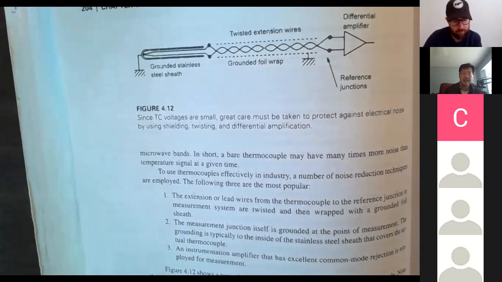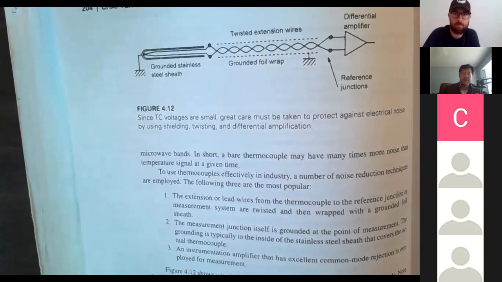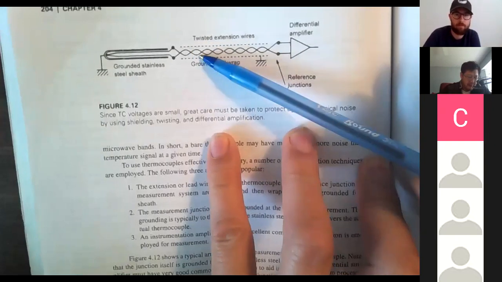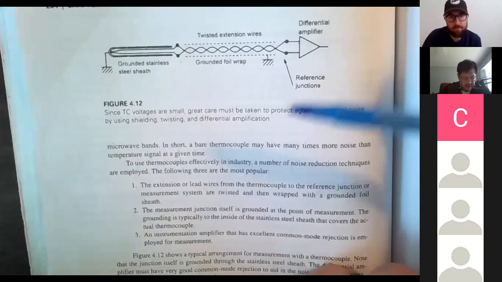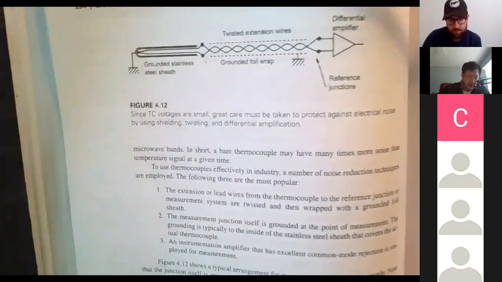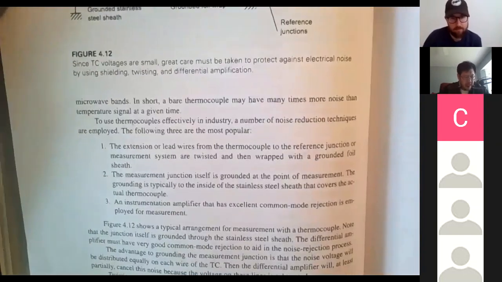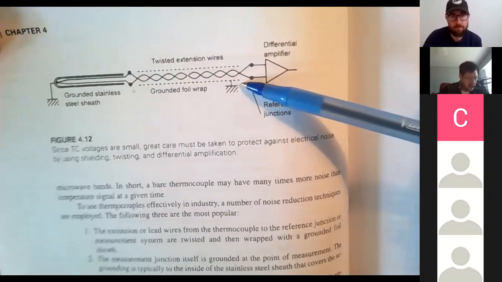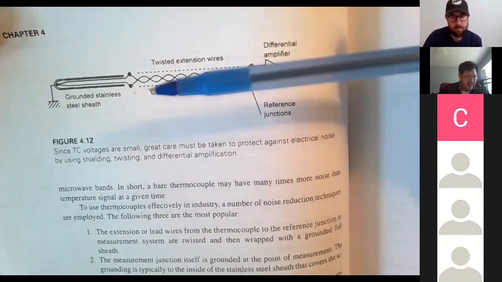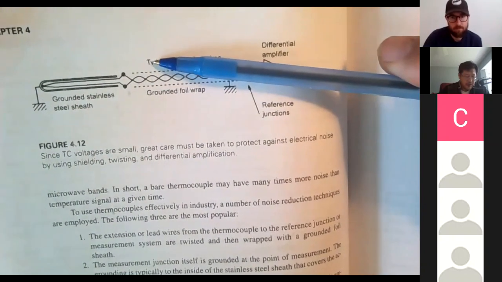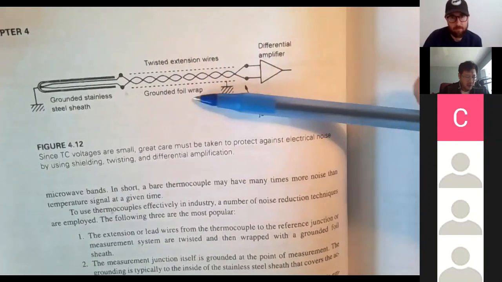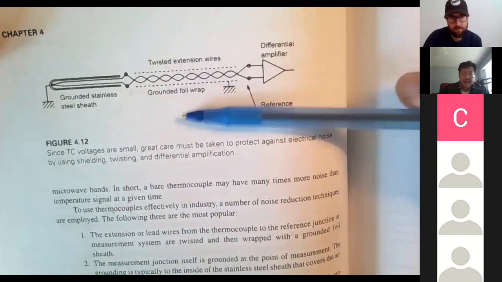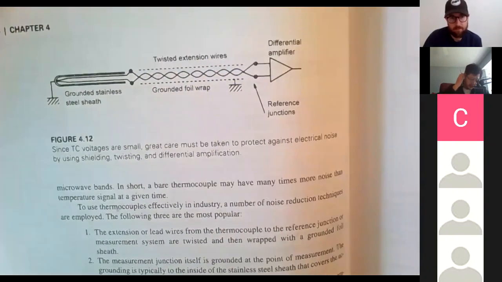You can actually manually twist it, a couple loops per foot, not per inch. Anyway, just twist it as close as you can. The closer you twist it, the better the noise cancellation effect. Ideally, you do both. You not only twist it, you also wrap it with aluminum foil. That is another jacket to protect the wires.